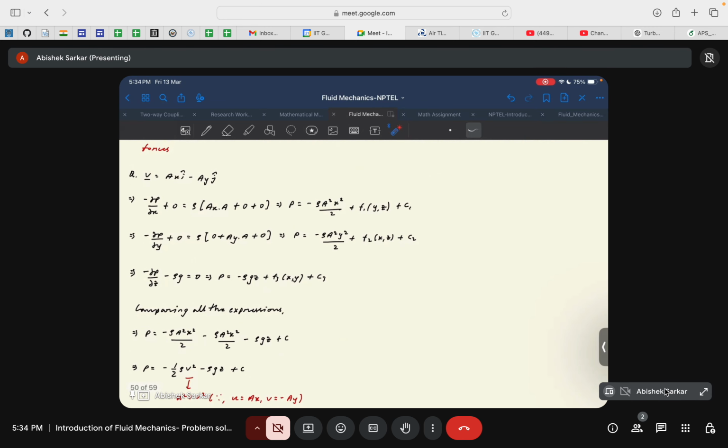Now let us consider an example, already taken in the class, but let us just look into it. We have a flow field given by V is equal to Ax i cap minus Ay j cap.